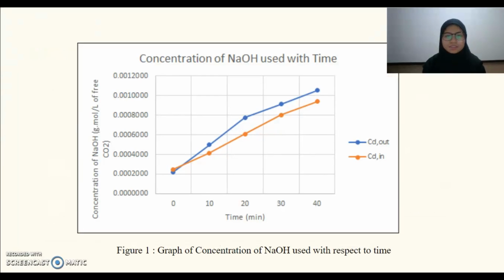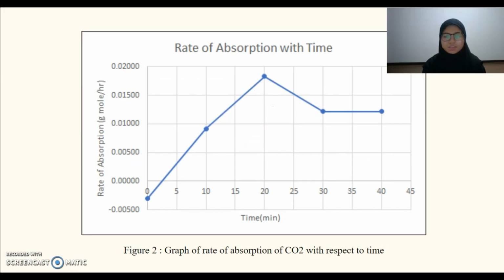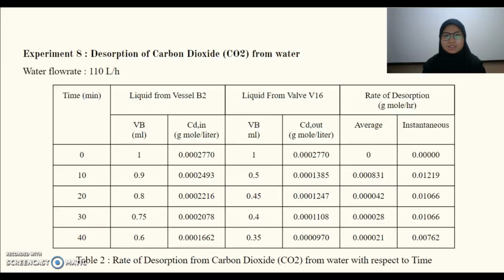Figure 1 shows the graph of concentration of NaOH used with respect to time, in which we can see that the concentration of NaOH, sodium hydroxide, used before is lesser than the concentration of sodium hydroxide used after for the absorption. And this is the rate of absorption with respect to time, in which the trend increases, and after 20 minutes the rate of absorption decreases and becomes constant.